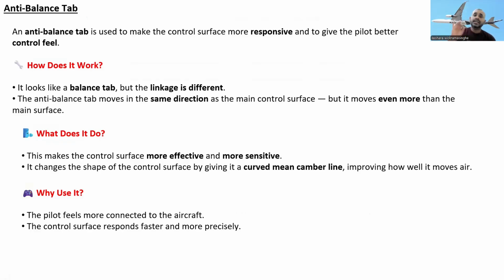Okay, so what does it do? This makes the control surface more effective and more sensitive. It changes the shape of the control surface by giving it a curved mean camber line, improving how well it moves air. Okay, so why use it? The pilot feels more connected to the aircraft. The control surface responds faster and more precisely.